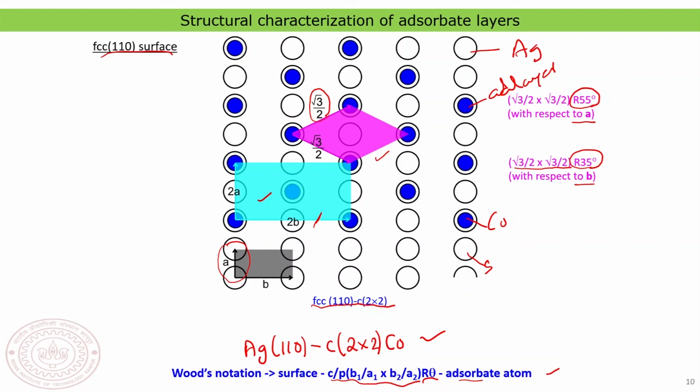So you can do this exercise for different surfaces, and you can learn this further. With this, I would like to conclude this lecture, and in the next lecture I will introduce you to one more type of notation for the surface, which is a little bit more generic in nature, and that is called the matrix notation. Thank you very much.